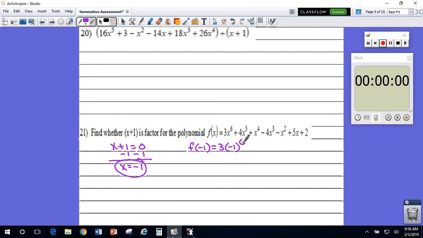So 3 times negative 1 to the 6th power plus 4 times negative 1 to the 5th power minus 4. What I am doing here is substituting x equals negative 1, or you plug in negative 1 for x, and I will pause for a minute here.